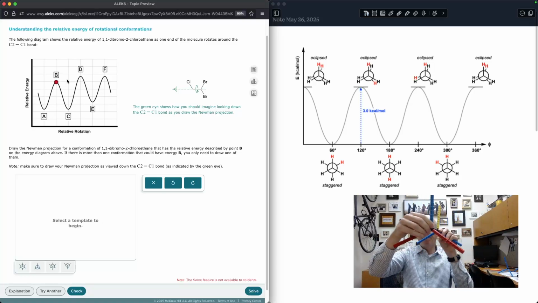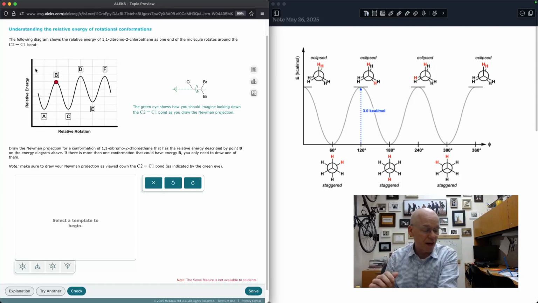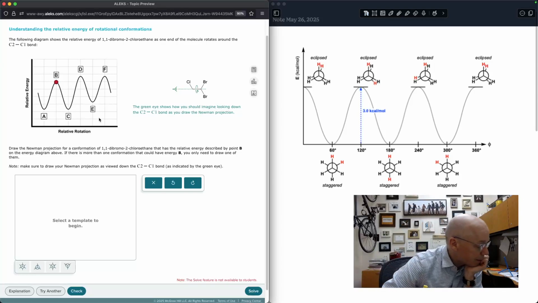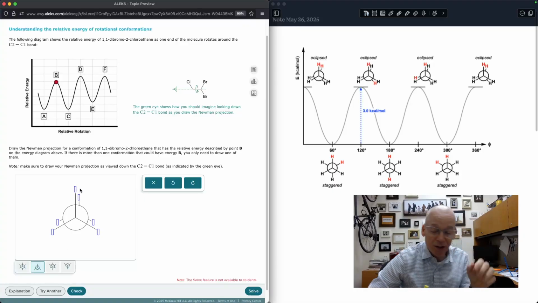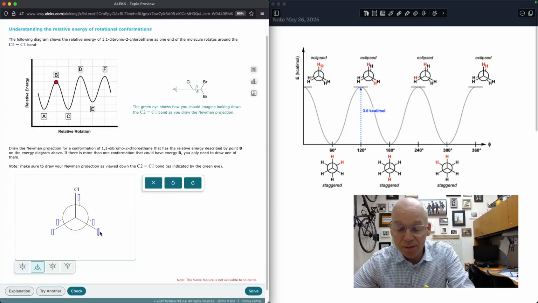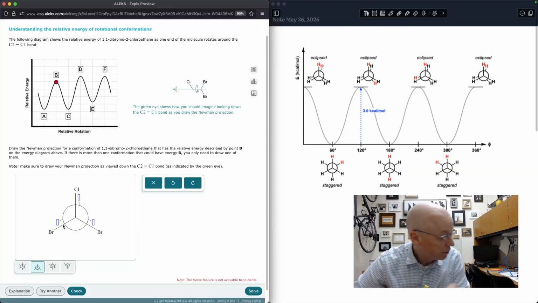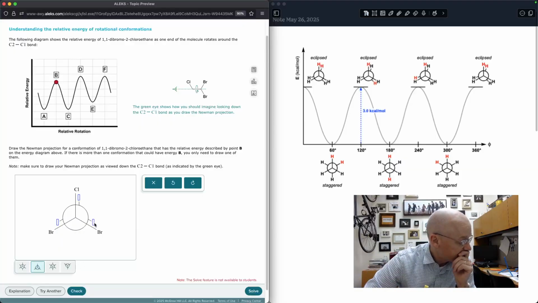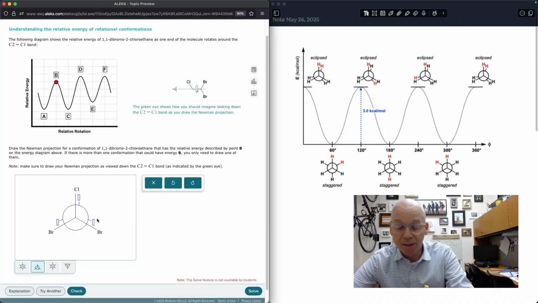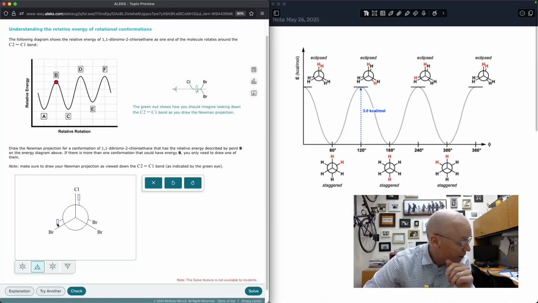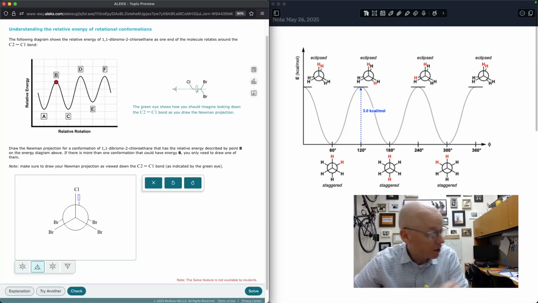Looks like it's going to be. So I'm going to draw that now. Let me draw that now. It's eclipsed because it's one of the higher ones. It's eclipsed, and I'm going to put this to be chlorine, and this to be bromine, and this to be bromine. Nope, sorry. They got to be on the back carbons. The chlorine's got to be on the separate carbons, right?